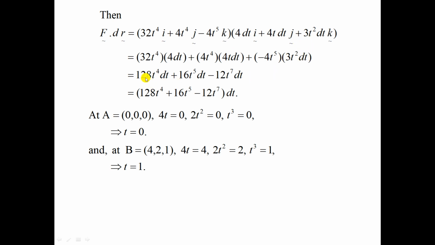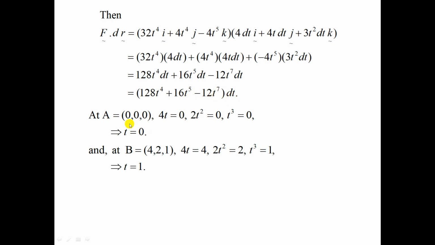On simplifying we get 32 into 4, which is 128t⁴ dt, plus 4 into 4, which is 16t⁵ dt, minus 4 into 3, which is 12t⁷ dt. All the terms have dt in common, so taking it common, we get F·dr = (128t⁴ + 16t⁵ − 12t⁷) dt.